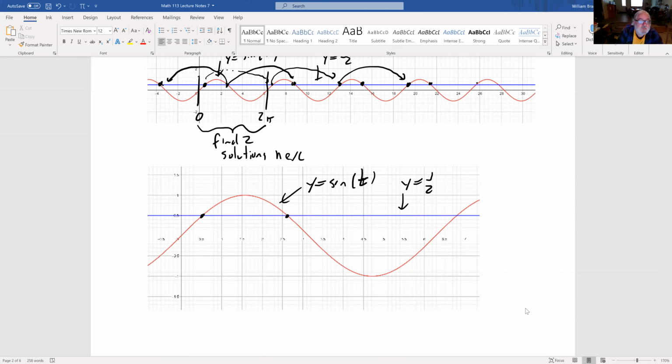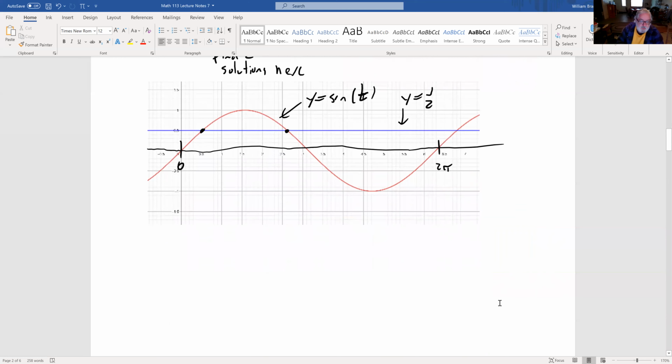It's kind of a wonky graph, right? My x-axis would be in here somewhere, right? And this is from 0 to 2 pi. So I need to find these 2 points. So how do I find those? Well, we just go to our unit circle.